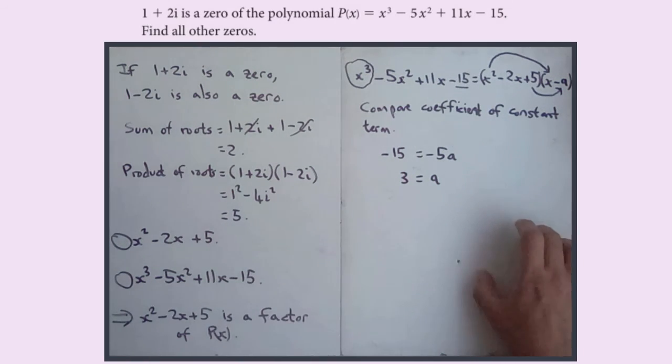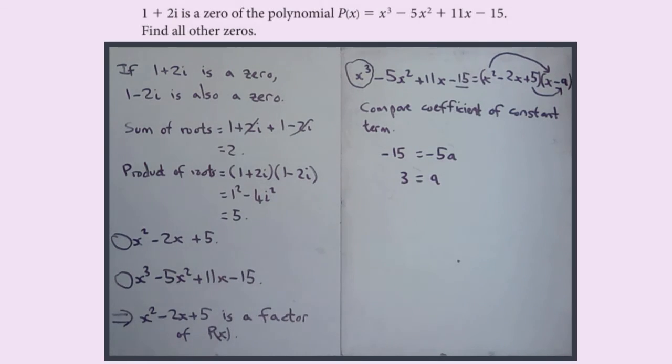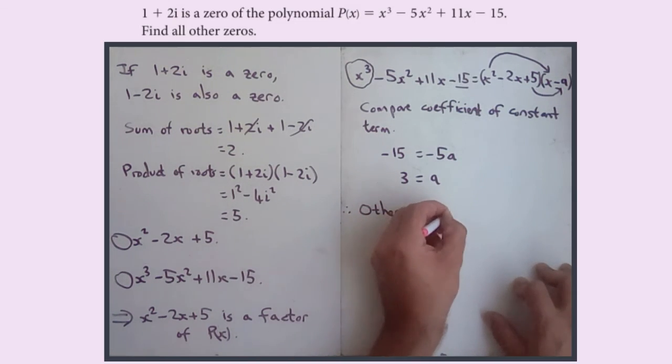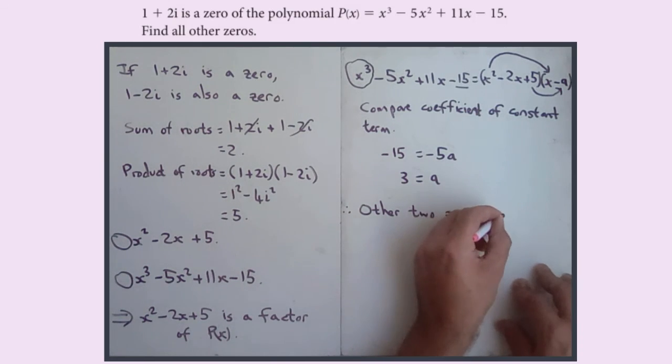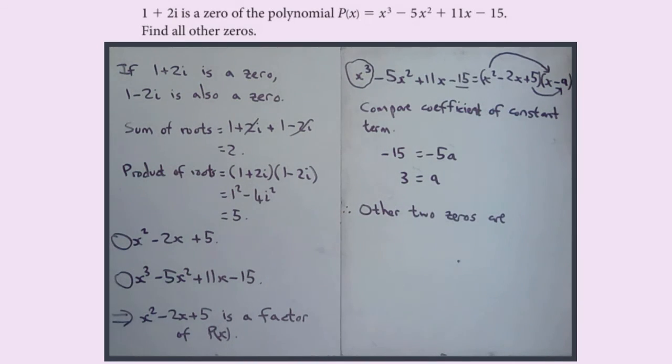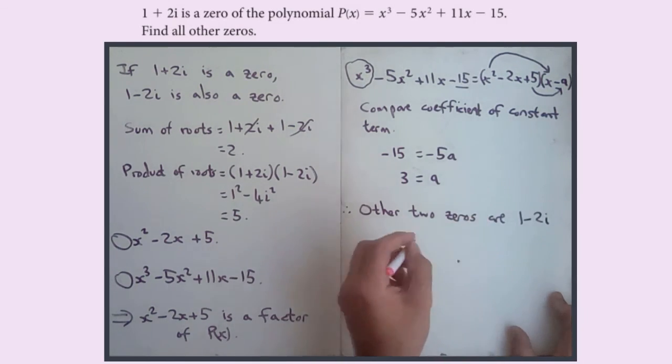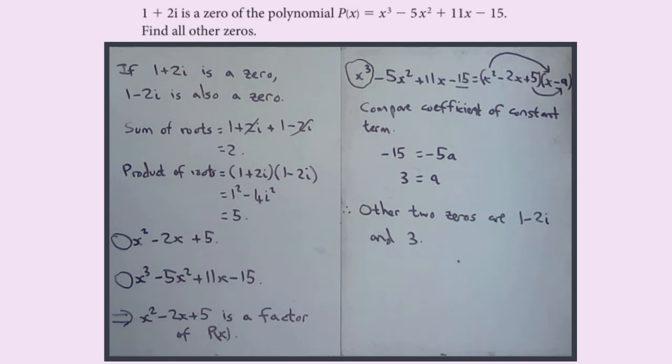Okay, so we have been asked to find all other zeros, so the other two zeros are 1 minus 2i, the one that we found, and 3. If we put 3 into that, as in p of 3 should be 0, so 3 cubed minus 5 times 3 squared plus 11 times 3 minus 15 should equal 0, so 3 would be a 0 of that polynomial.